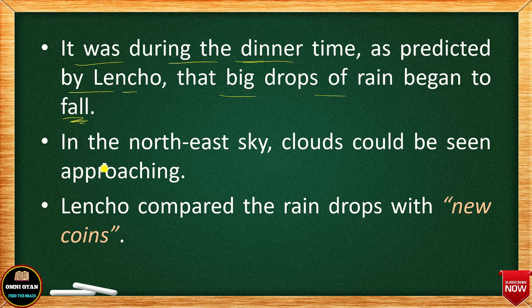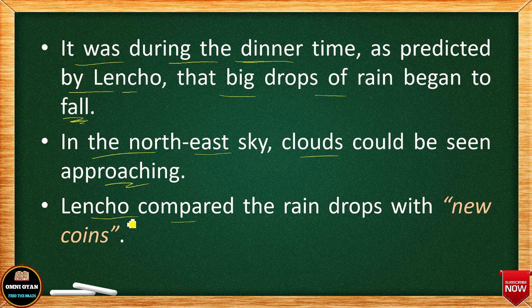So he was very happy. So in the northeast sky, clouds could be seen approaching. So every morning, as you know, Lencho wakes up and looks at the northeast sky, hoping for rainfall. So that particular morning also, Lencho looked at the sky and he saw some dark clouds approaching. Okay, so he predicted that there could be rainfall today. Now rainfall started, and Lencho became very happy.